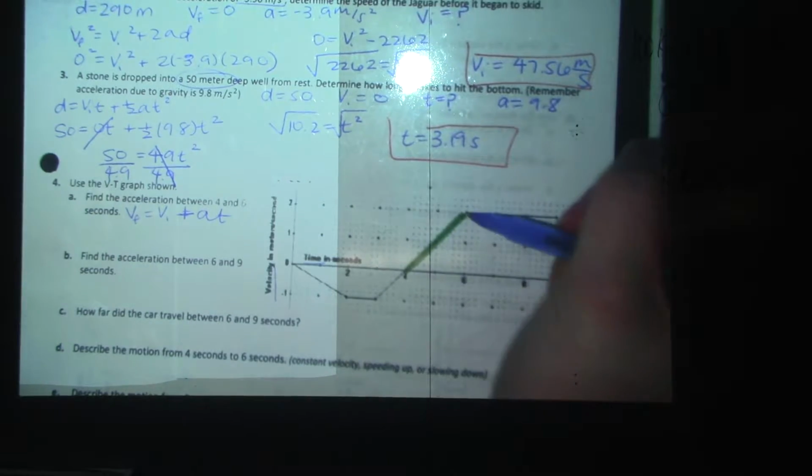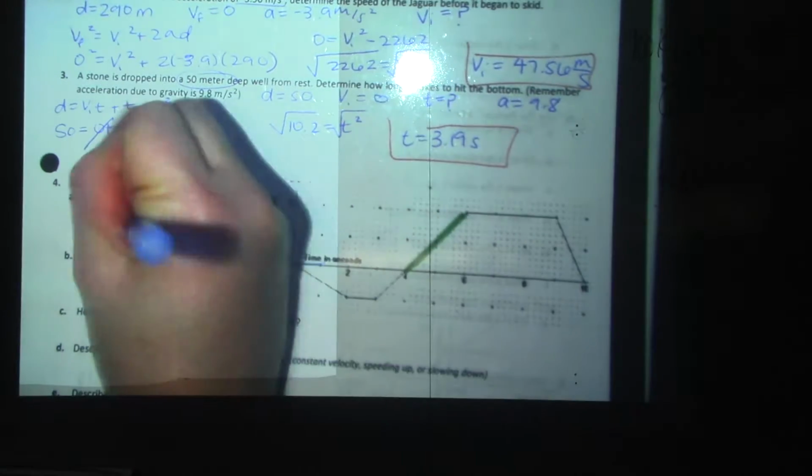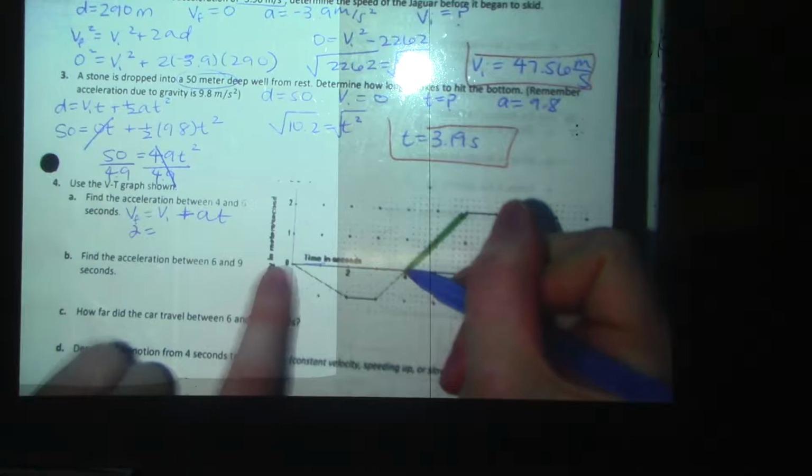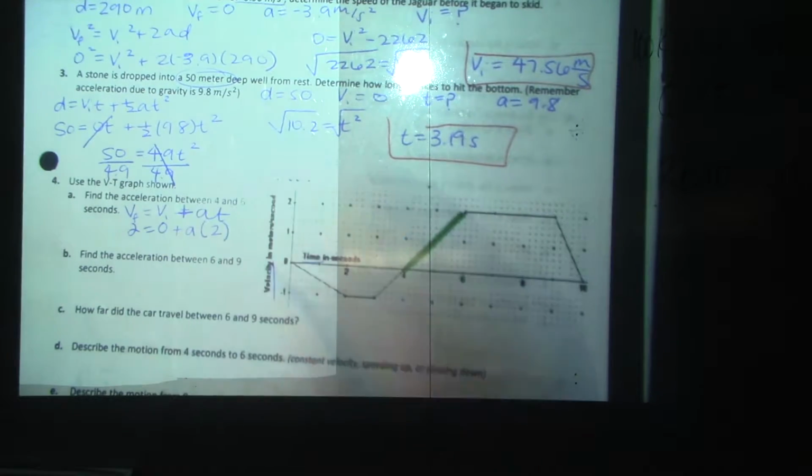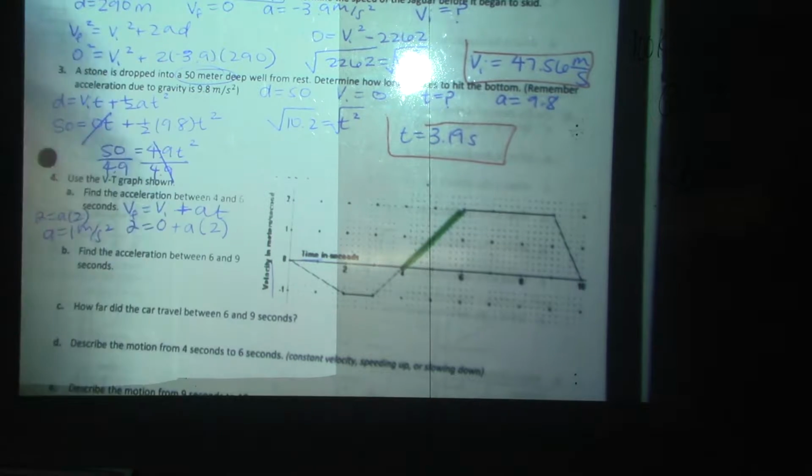And now I'm just looking. So my final velocity of this section, that would be at the end, was 2. Initial velocity of the section, that was right here, is 0, plus A. What I'm looking for in 4 to 6 seconds, that's 2 seconds. So basically 2 equals A times 2. So then my acceleration is just 1.